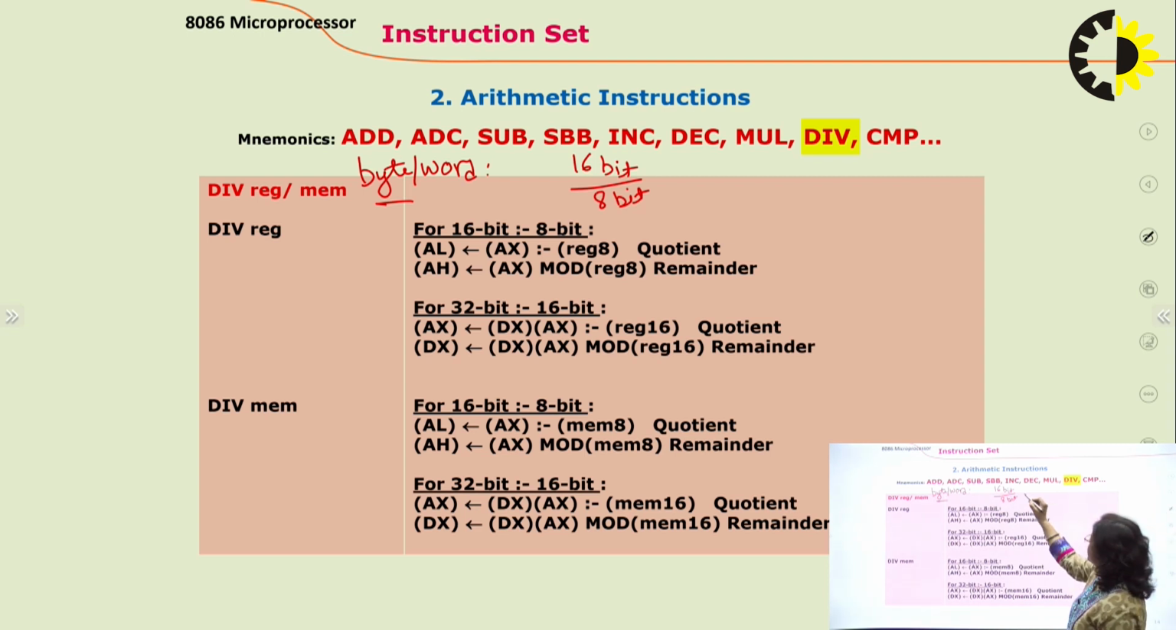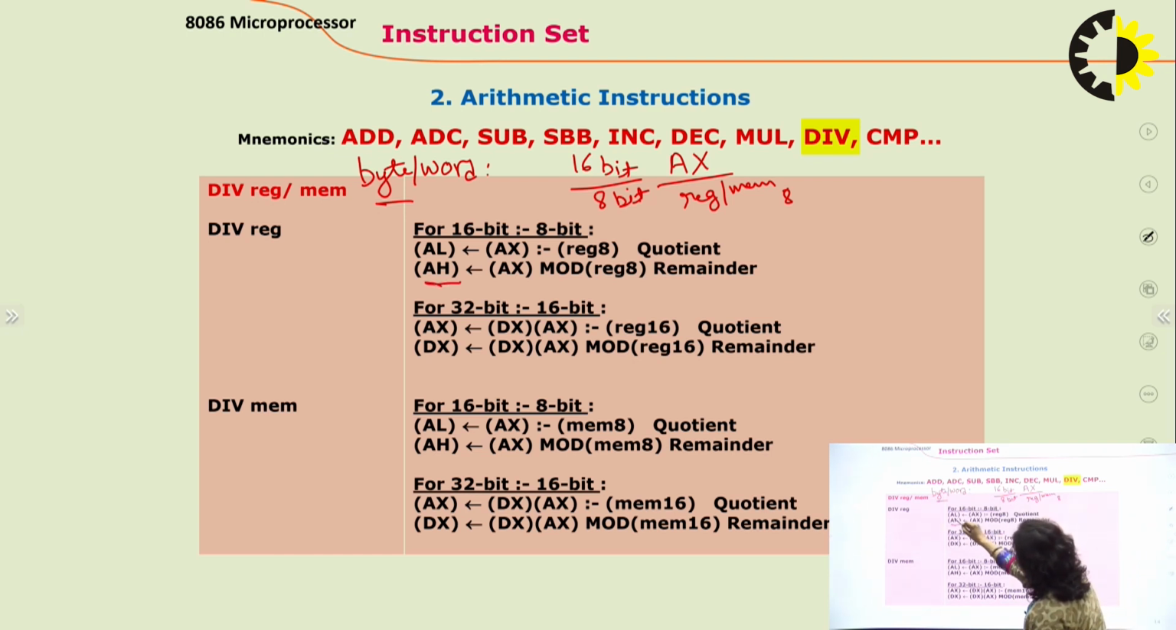So in case of byte operation, that is 16-bit by 8-bit, the dividend will always be in the AX register, and the second operand, that is the divisor, will be provided by a register or memory location of 8 bits. This division will generate two outputs, one is the quotient and another is the remainder. The quotient will be in the AL register. After this operation, AL will consist of the quotient and AH will consist of the remainder. Both are of 8 bits.